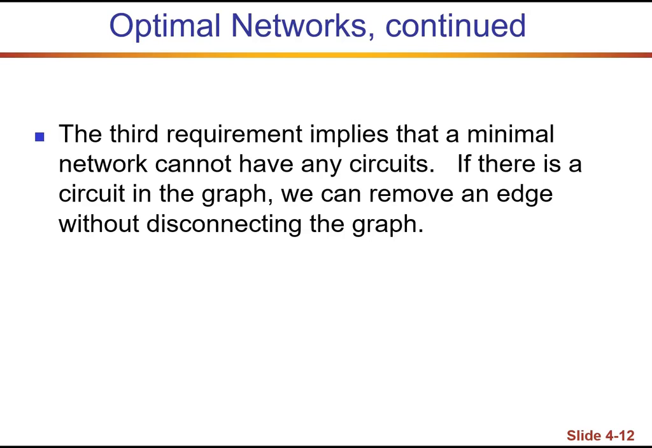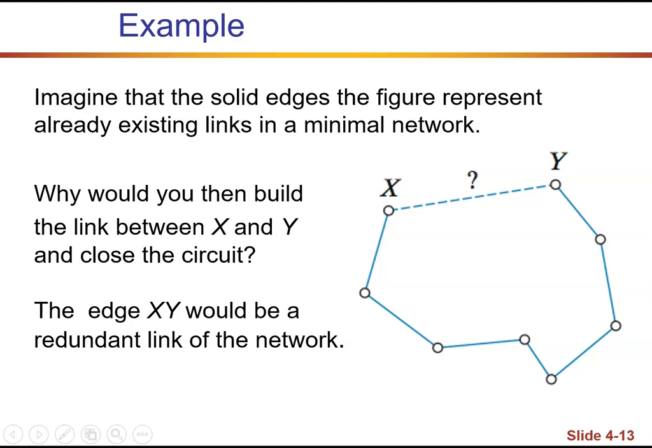The third requirement implies that a minimal network cannot have any circuits. So again, we cannot have any circuits. If there's a circuit in the graph, we can remove an edge without disconnecting it. So, again, imagine that the solid line represents the figure already existing in a minimal network. Would we have to connect X to Y here? That would be a redundant link. It would make it a circuit, so the answer to that would be no.